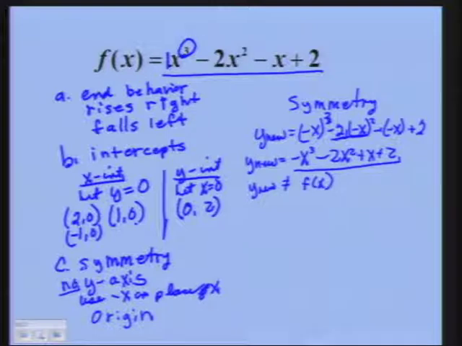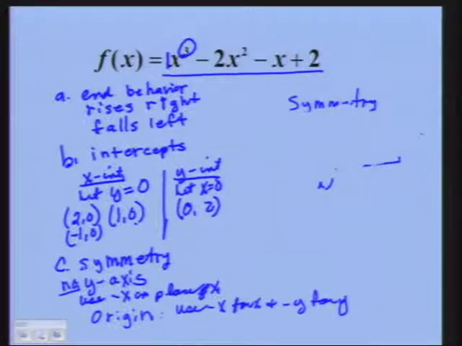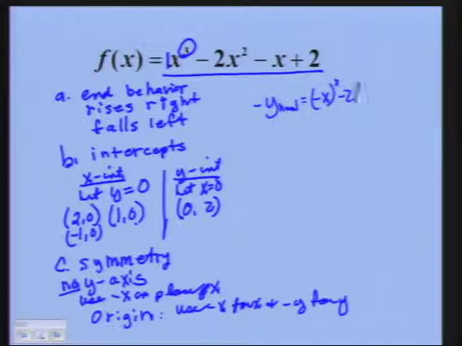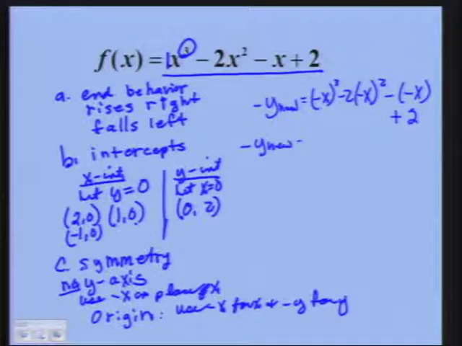All right, checking for origin, we're going to use opposite of x for x and opposite of y for our y. So let's erase and work on origin symmetry now. So we'll use opposite of y where we had f of x, and that's our new y. And we'll use opposite of x cubed minus 2 opposite of x squared minus opposite of x plus 2. So opposite of our new y equals minus x cubed minus 2x squared plus x plus 2.